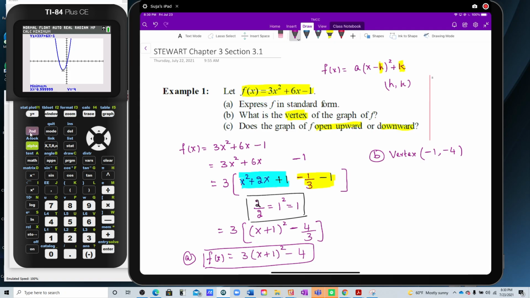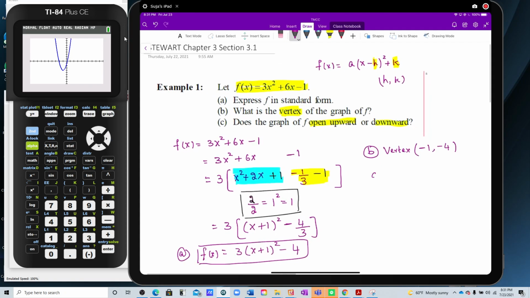Let me go back and see. Okay, that's fine. Let me see the table where I can see clearly. X is -1, y is -4. You see there? This is the minimum point, and the graph is opening upwards. So the answer for C, where it's asking, does the graph open upward or downward, would be upward.